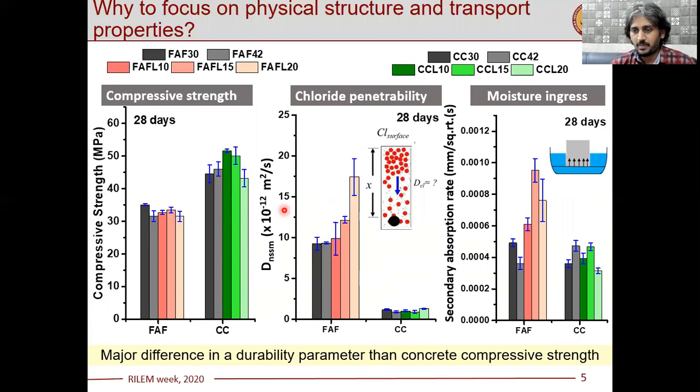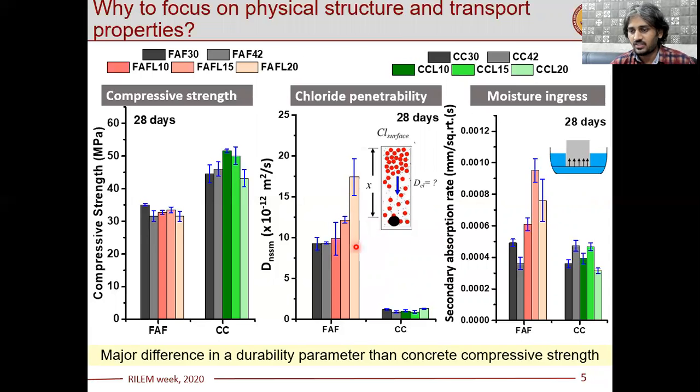However, when we look at the impact on transport characteristics such as chloride penetrability or moisture ingress, the impact of dilution due to limestone addition is quite clearly visible. Whereas in the case of calcined clay, the ability of calcined clay to mask the dilution impact and influence transport properties is also quite clearly visible.